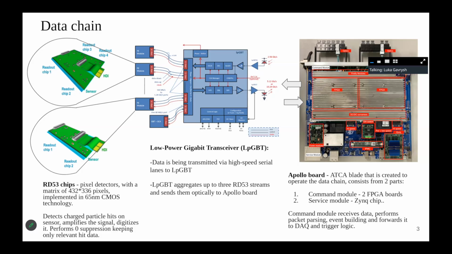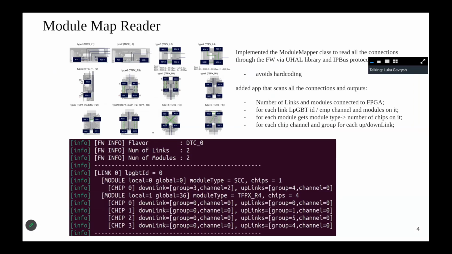So the Apollo's command module receives the data, performs packet parsing, event building, and either stores it, forwards it to the queue, or passes it to the trigger logic. And it's the final stage of the data chain. It is important for us, as my first task was the module map reader. I started talking about it in my lightning talk, and I've successfully finished it.